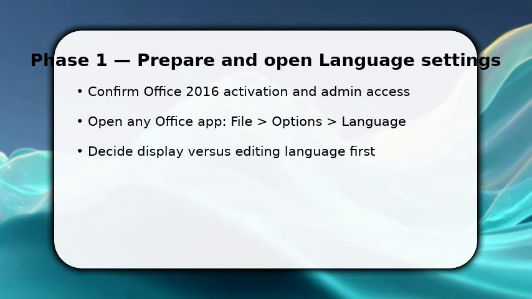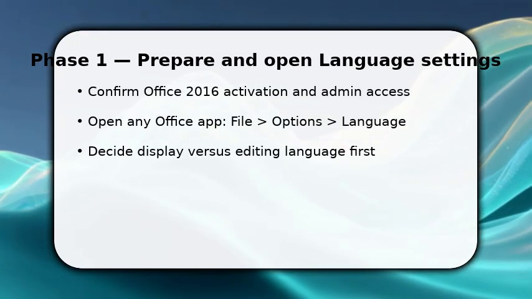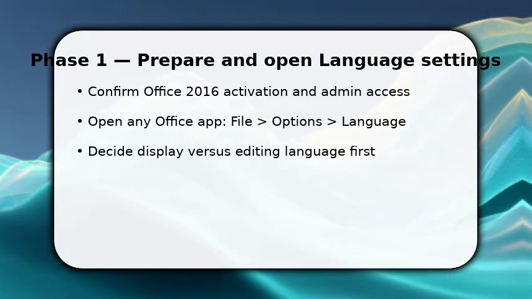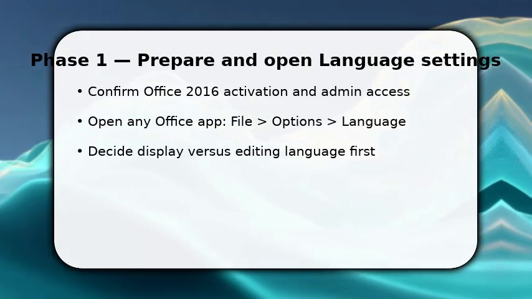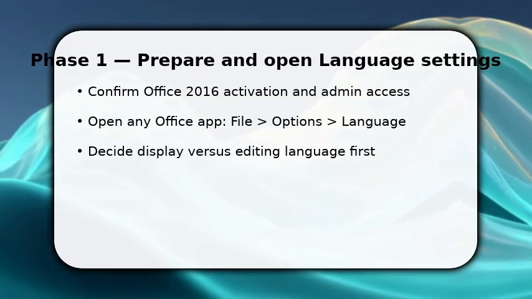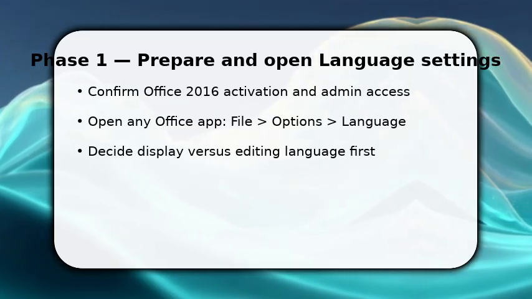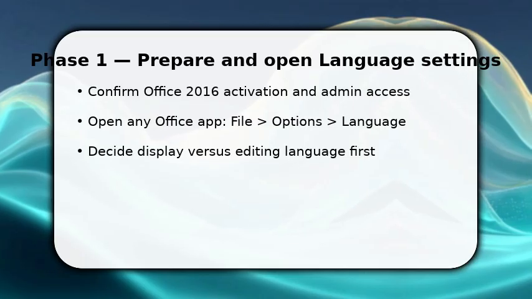Enjoy the video. Start by confirming Office 2016 is activated and that you have administrator rights on this PC. Open Word or Excel now, go to File, then Options, then Language. You choose two items, the display language and the editing proofing language. Once you pick which to change, click the corresponding Add a Language button.